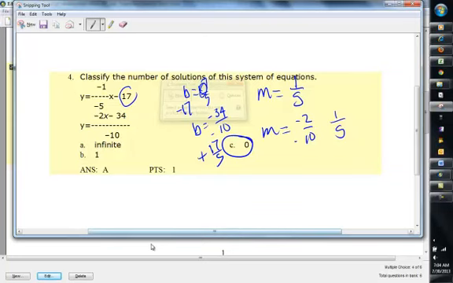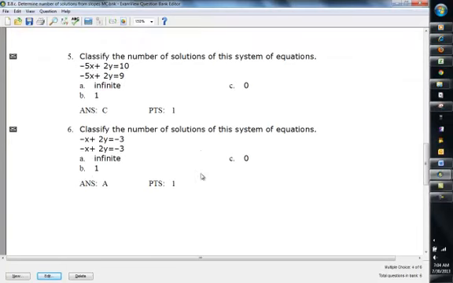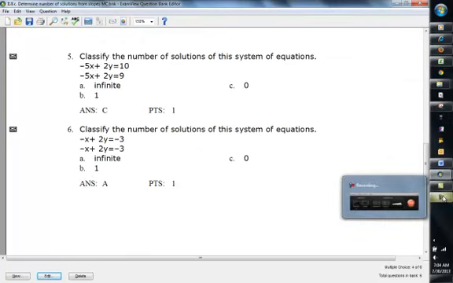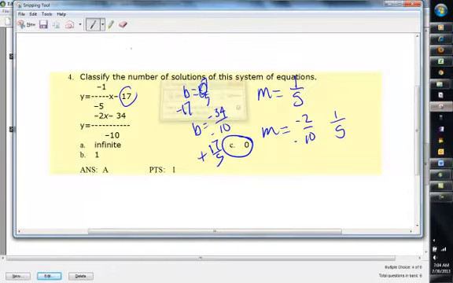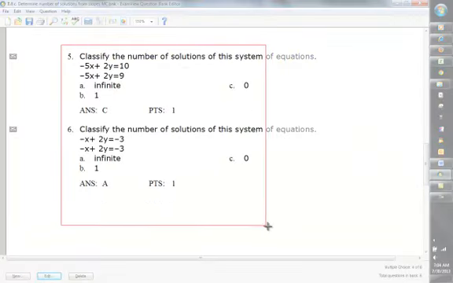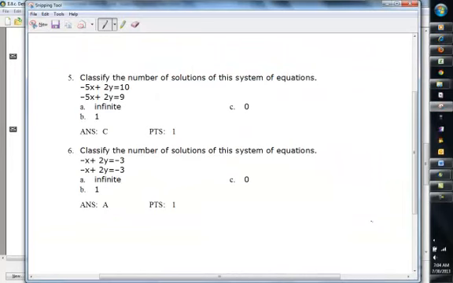Number 5. In these two cases, they aren't in slope-intercept form, and so we have to find the slope using a different method. The slope, remember, in standard form is take the x coefficient over the y coefficient and change the sign. So that's the slope of the first line. The slope of the second line is the same, negative 5 over 2, but change the sign. So the slopes are the same. Intercepts are different, and so they are parallel lines.